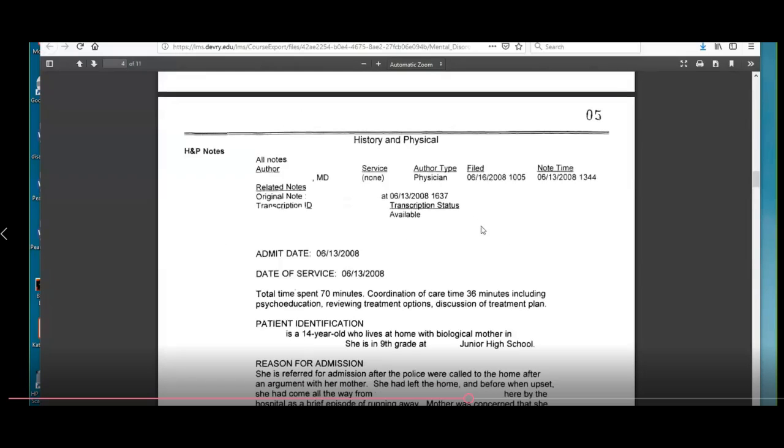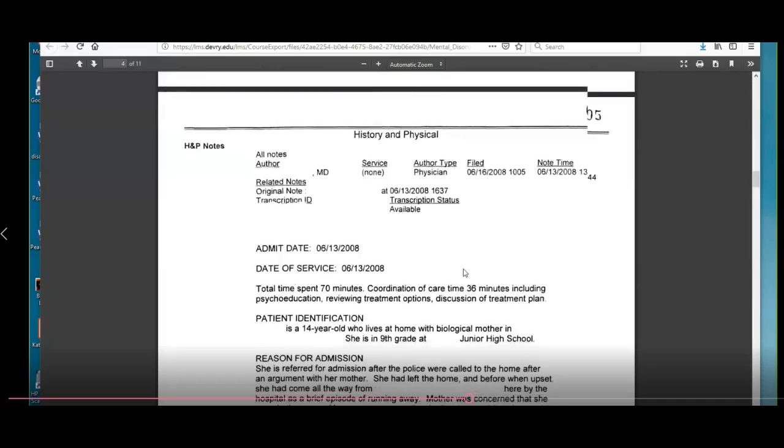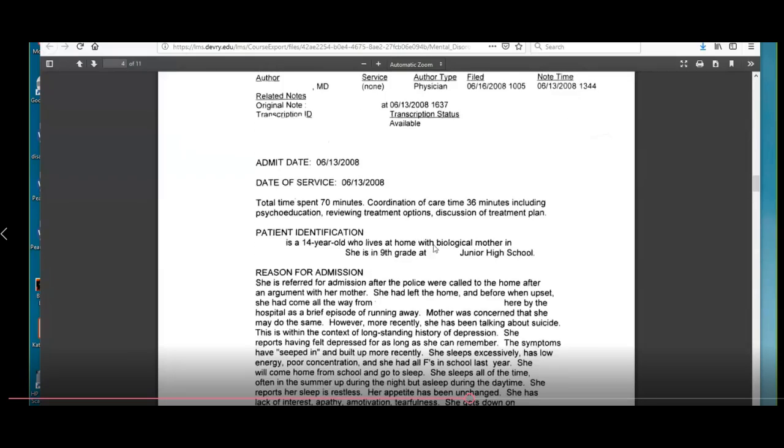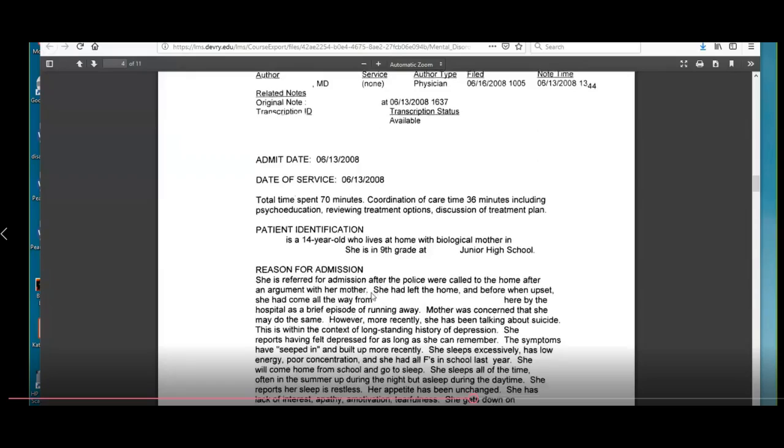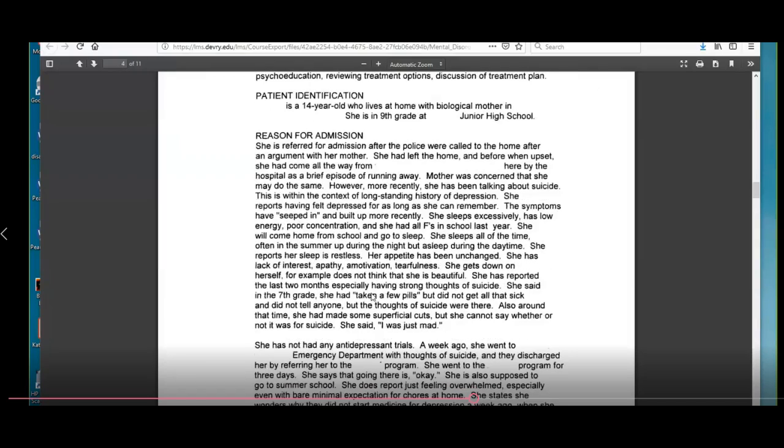So the H&P, the reason for admission, is where we should start. She's referred for admission after the police were called to the home with an argument with her mother. She had left the home, and before, when upset, she had come all the way from wherever she was, here by the hospital, in a brief episode of running away. Mother was concerned that she may do the same. However, more recently, she'd been talking about suicide.